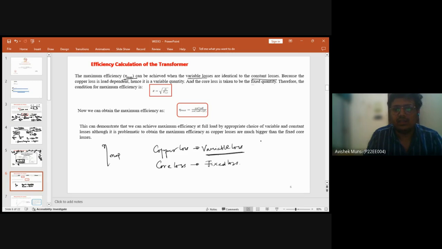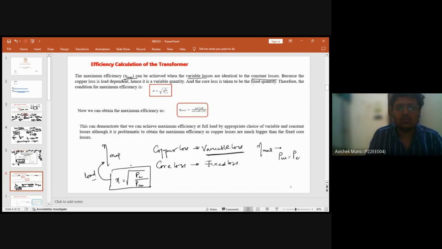So it tells us that eta should be maximum when the copper loss is equal to the core loss. In this situation, at maximum efficiency, the load percentage should be the square root of Pi by Pc. So maximum efficiency will take place at this load.